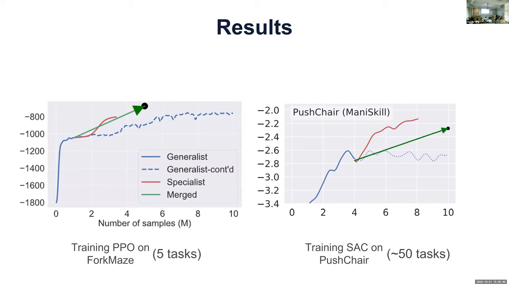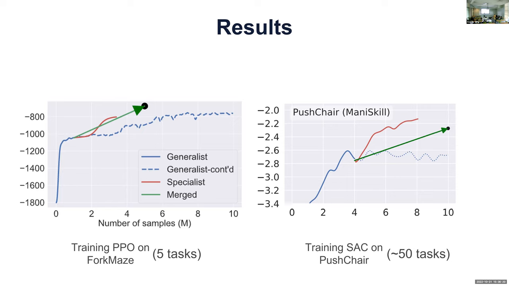Okay, let me show you the results. First of all, on the left, this is from the main example I just demonstrated. It's actually to solve five tasks. And the blue curve is the generalist trained jointly on all the environments. And you see that here, it will reach a certain plateau. If you still train the generalist, it will converge pretty slowly, which is the blue curve.